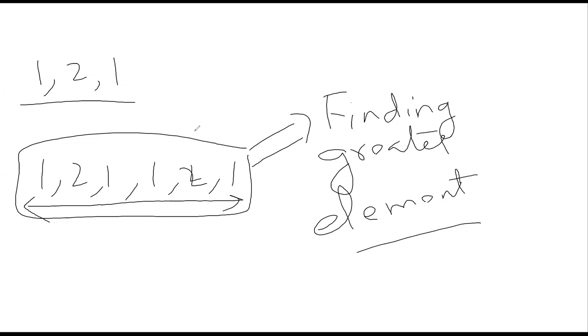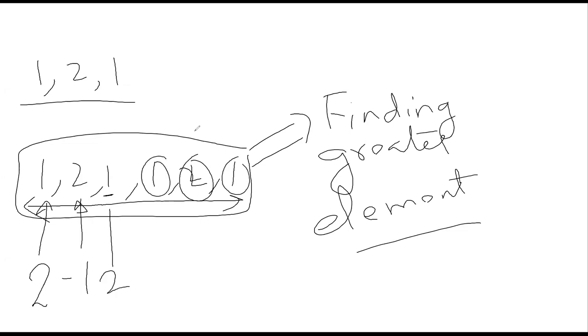If we consider here, let's start from 2. We know the next greater element will be 2. For the next 2, there's nothing greater than this, so we can have minus 1. For this one, if we go in the forward direction only, we can see there's a next 2, so we know it's a 2. Now these elements, we do not actually need to process because they are just used for computation purposes, for ease of traversal logic for a circular array, right?